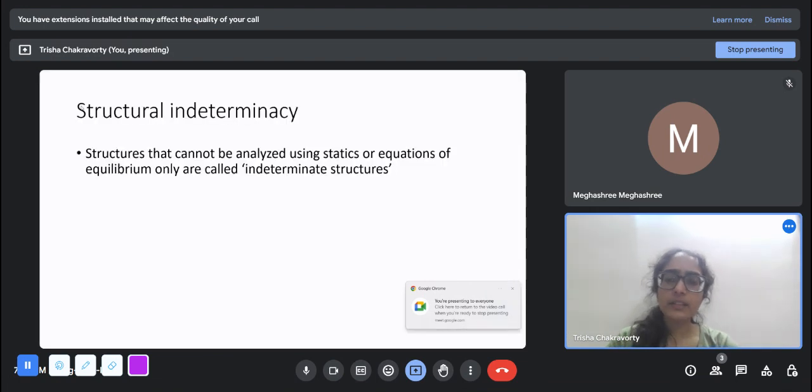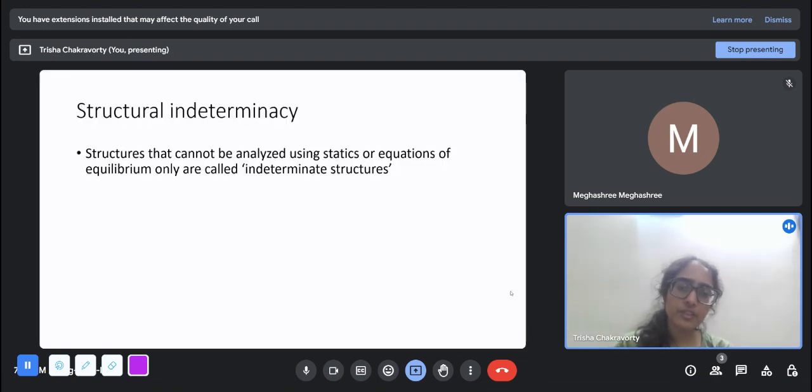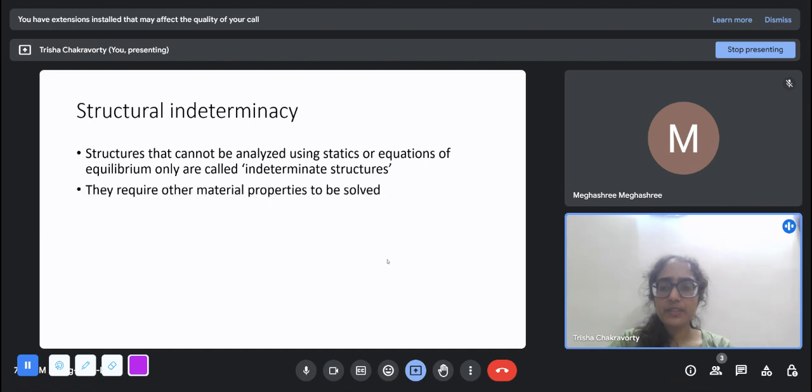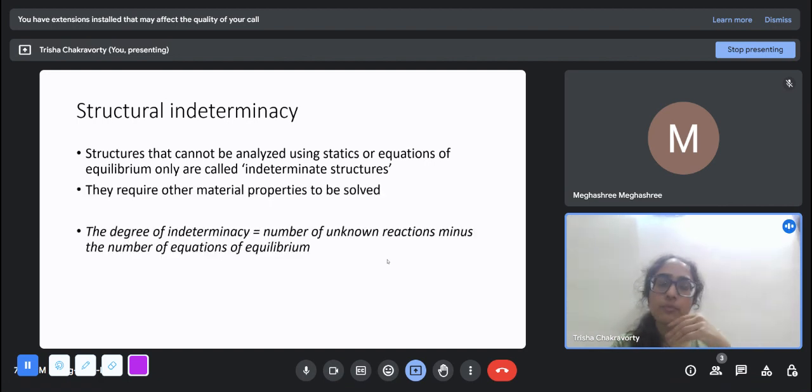Okay, so this is the definition of an indeterminate structure. Basically, structures that cannot be analyzed using statics or equations of equilibrium only, because they have more unknown reactions than the number of equations of equilibrium. So if the degree of indeterminacy is one or more than one, we will call it an indeterminate structure, and it requires other material properties to be solved.